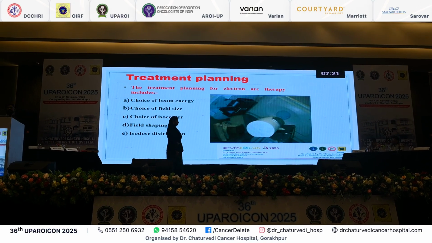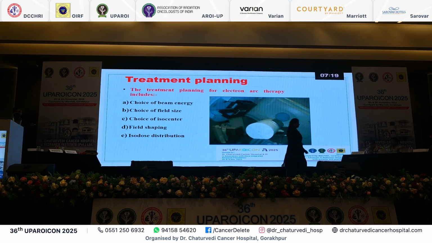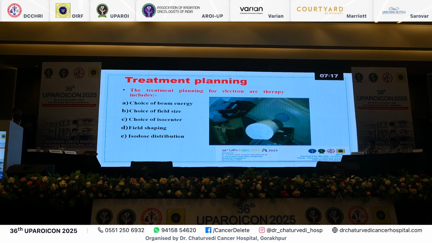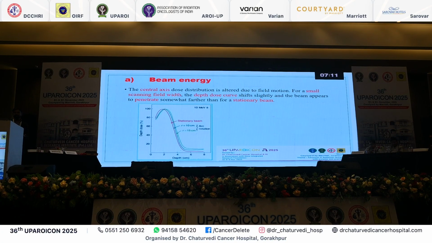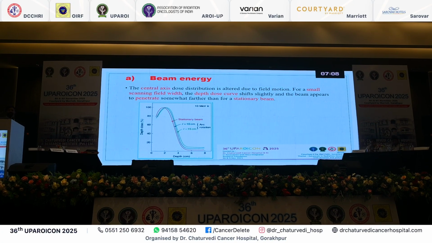The treatment planning for electron arc therapy includes choice of the beam energy, choice of the field, choice of isocenter, field shaping, and isodose distribution. This is the beam energy.